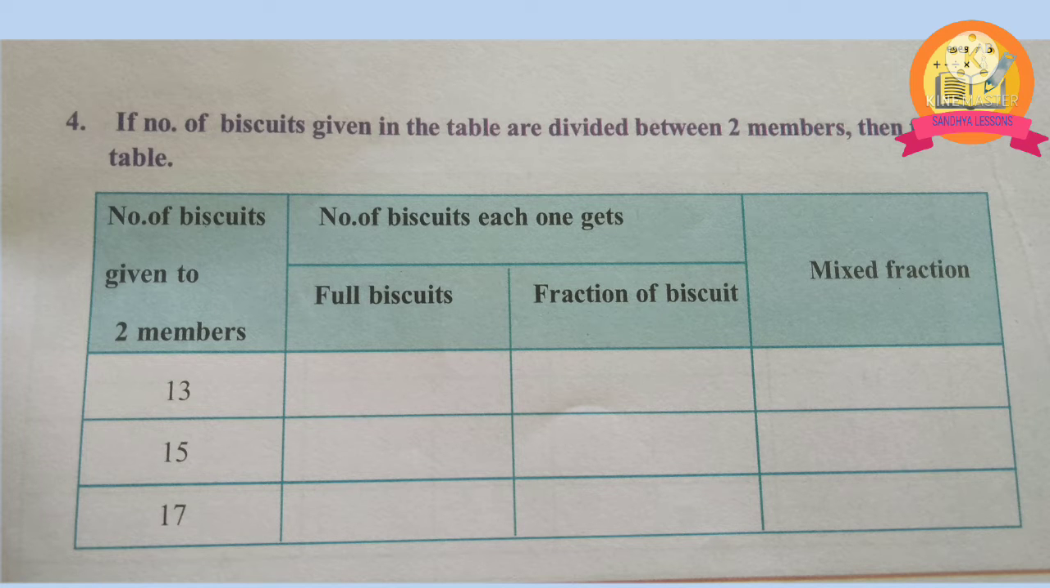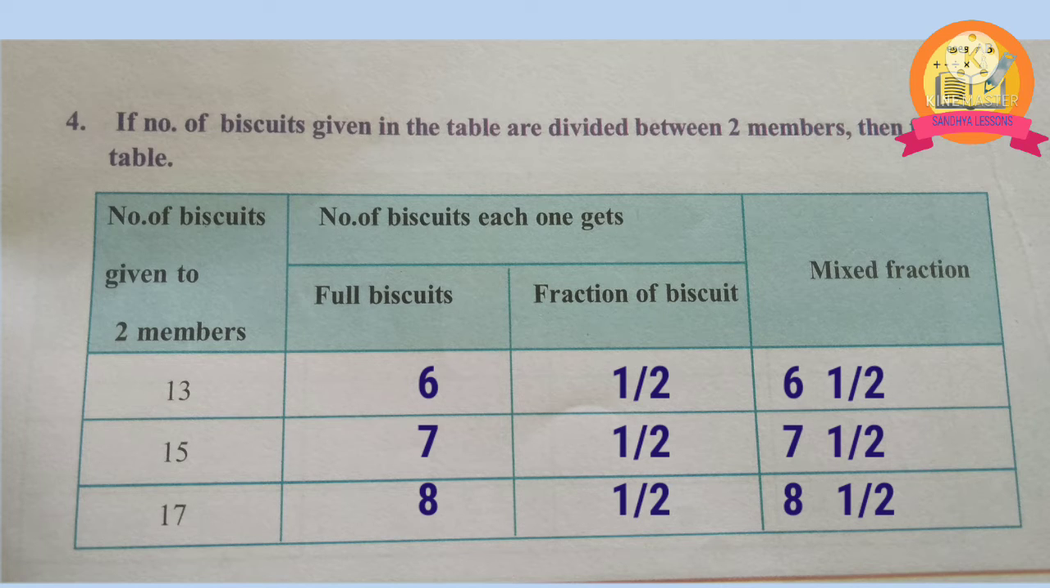Fourth Roman. If number of biscuits given in the table are divided between 2 members, then fill this table. In the first one, 13 biscuits were distributed between 2 members. So each member will get 6 full biscuits and half part of 1 biscuit for each. That is, mixed fraction is 6 1 by 2.